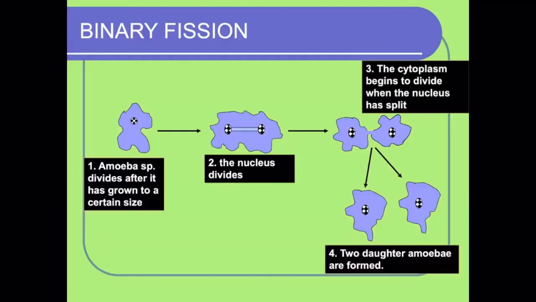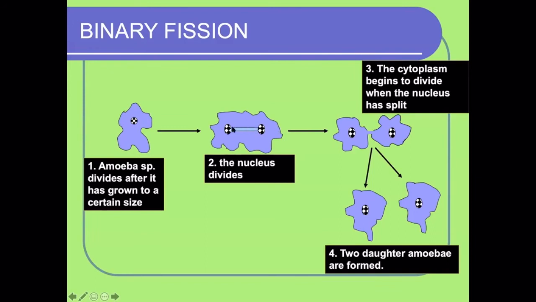Okay, binary fission. Okay, so here, during favorable condition, how it can reproduce is that the amoeba will divide after it has grown into a certain size. So it means that once the amoeba has grown up, we can say that it is ready for reproduction. So the first one, the nucleus will divide. Okay, from one it becomes two.